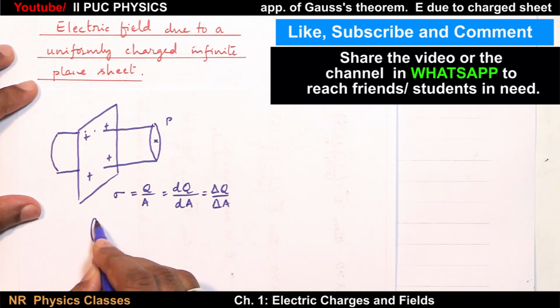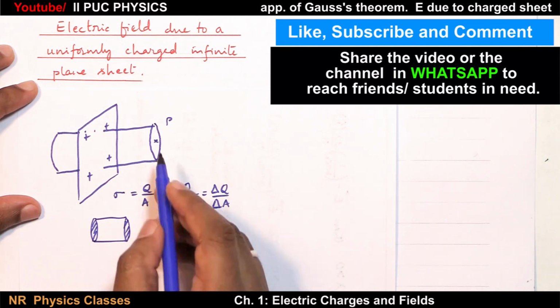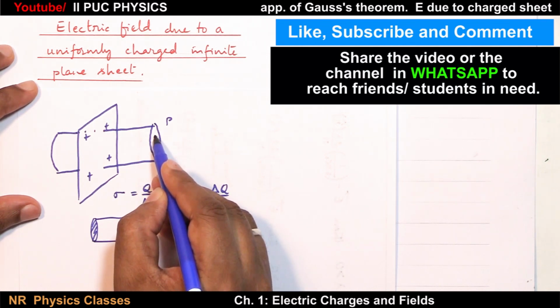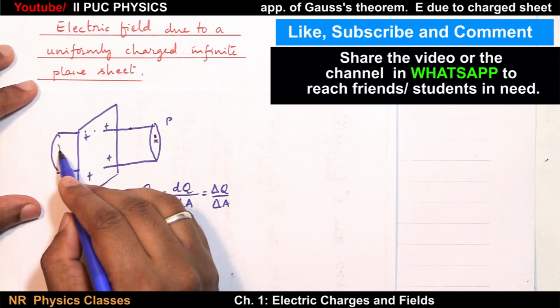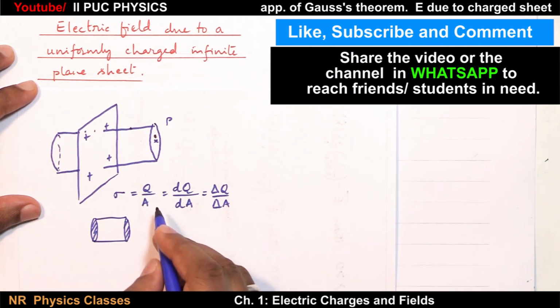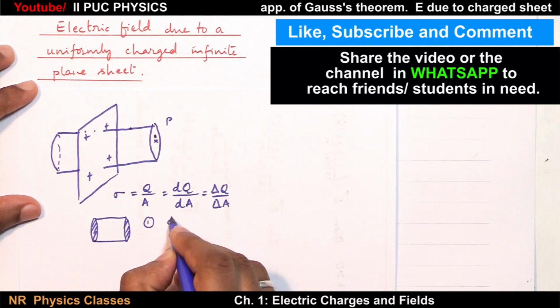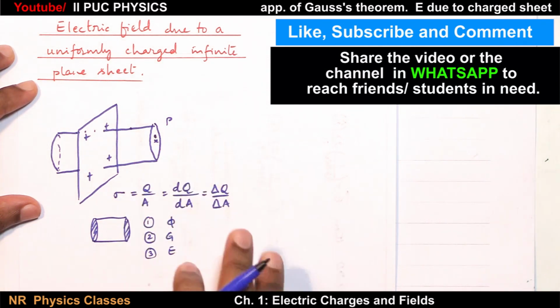Okay, and cylinder has three faces. This is a cylinder. Cylinder has two circular faces and a curved face. So as usual, we have to find flux through the circular face, flux through the curved face, and flux through the other circular face. Okay, this is how we should proceed. In the first step, we have to find flux. In the second step, we have to use Gauss theorem. In the third step, we get the expression for electric field. So this is the whole idea.